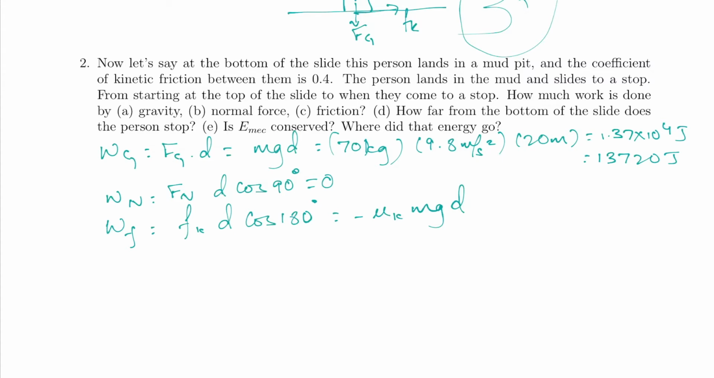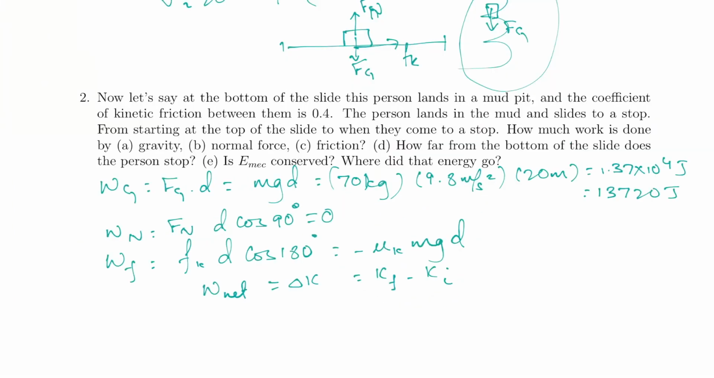Okay. So net work is change in kinetic energy, which is kinetic final minus kinetic initial. So just in that mud pit, whatever the initial velocity it had is lost, which is due to friction. So friction does the net work, which is negative mu k mgd. K final, it comes to rest, so that is 0 minus K initial, so my negative goes away. Mu k mgd equals 1/2 m v initial squared. So v initial is right at the bottom of the slide. So from that you can find d.